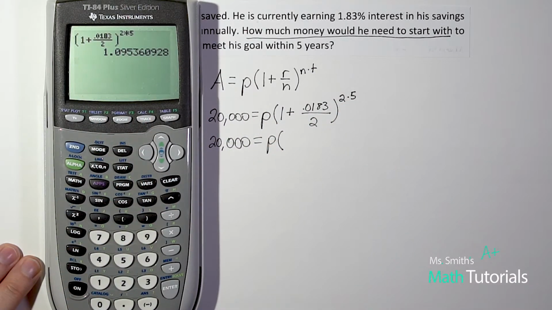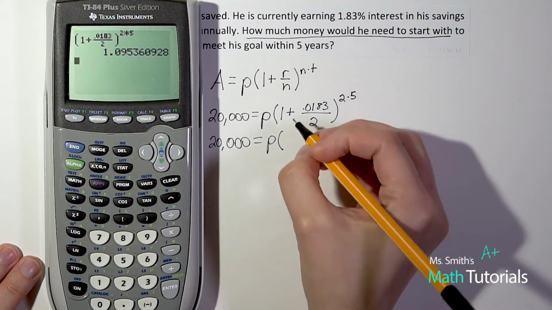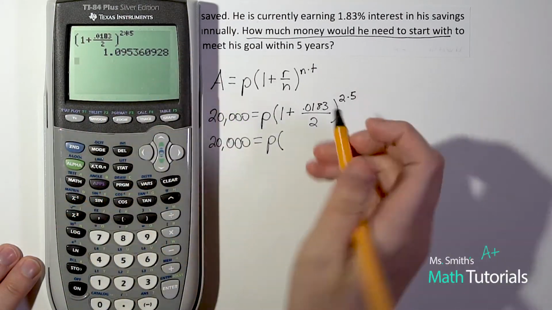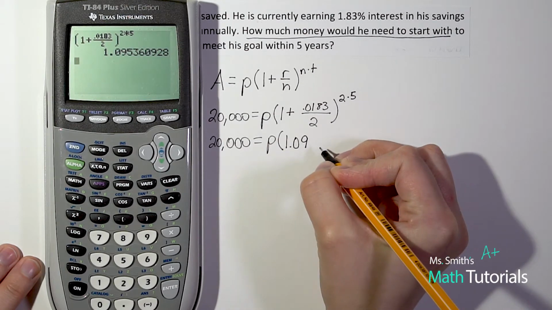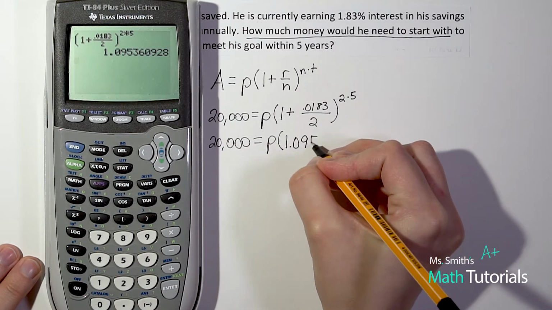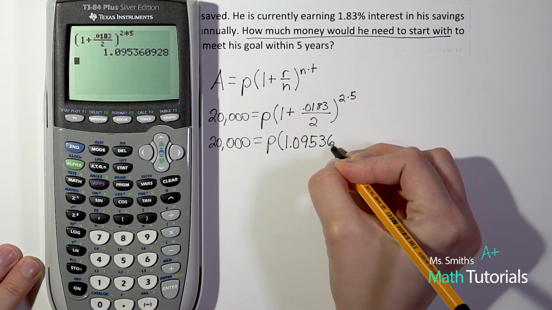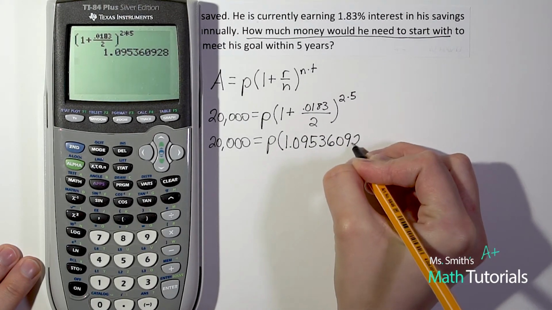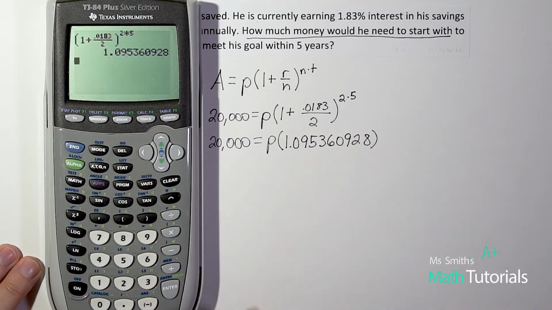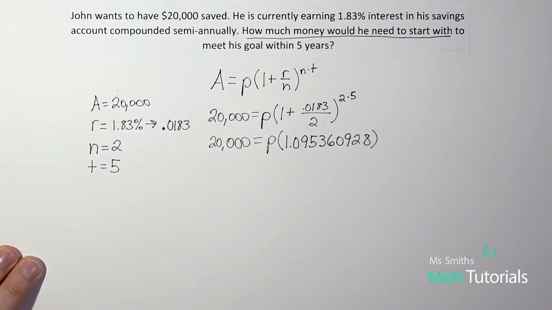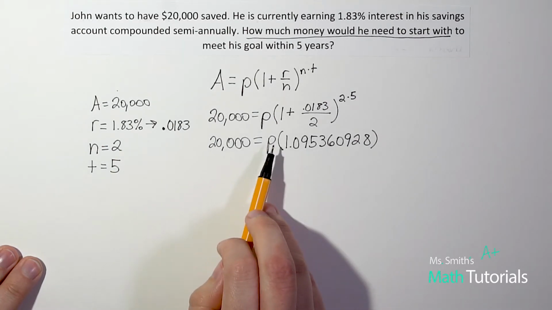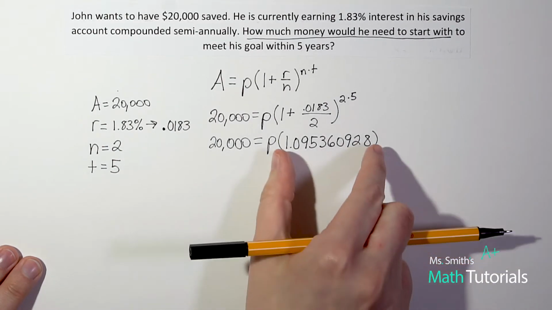Now, I know you're tempted to round here because we're dealing with money. We don't want to round at all. We want a really exact answer. So I'm going to put this long decimal in. I know that's a lot. So 1.095360928. Okay, I don't want to round because I want an exact answer. So now this is really P times this long decimal.